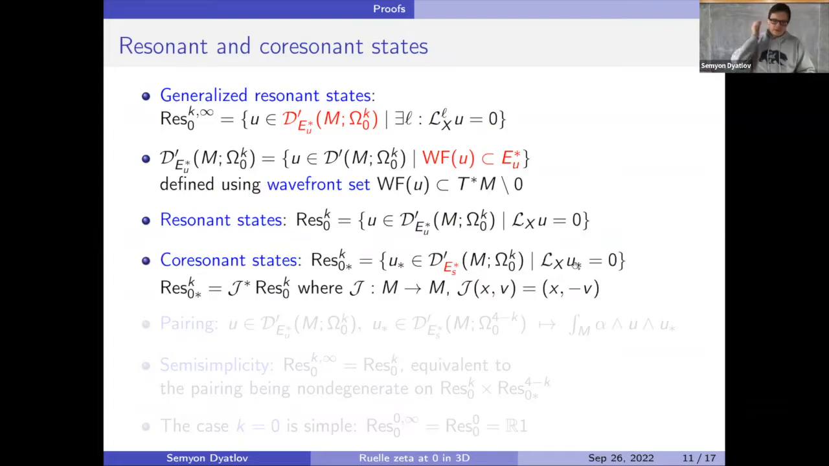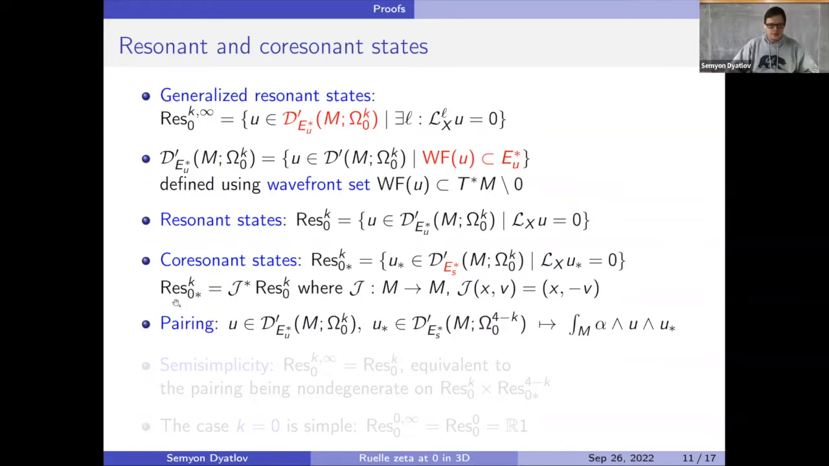All right, well, for later use, there's also co-resonance states. Again, the problem is not self-adjoint. So those are elements in the kernel of the adjoint of the operator. And the domain changes to ES star when you look at the adjoint, it turns out. And there is a natural identification of those with resonance states because the geodesic flow is time reversible. And then you can pair resonance states and co-resonance states.